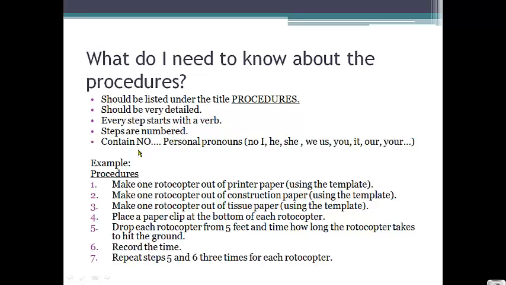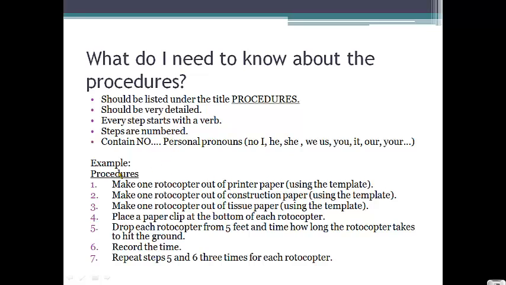And guys, this is the big one, and this is the one that people struggle with so much. Your procedures should contain no personal pronouns. You cannot use the words I, he, she, we, us, you, our, your, or it. And again, don't use the word it in your procedures. No personal pronouns. Guys, when you write your procedures, go back and double check for this last one, because this is the number one mistake that most kids make. They end up putting some of these in there and they cannot be in there.